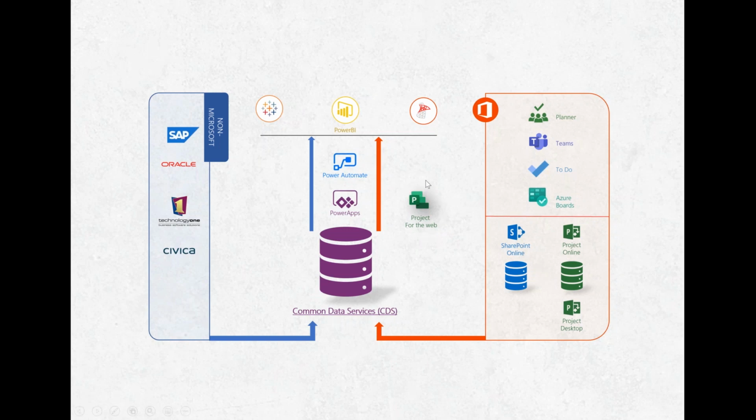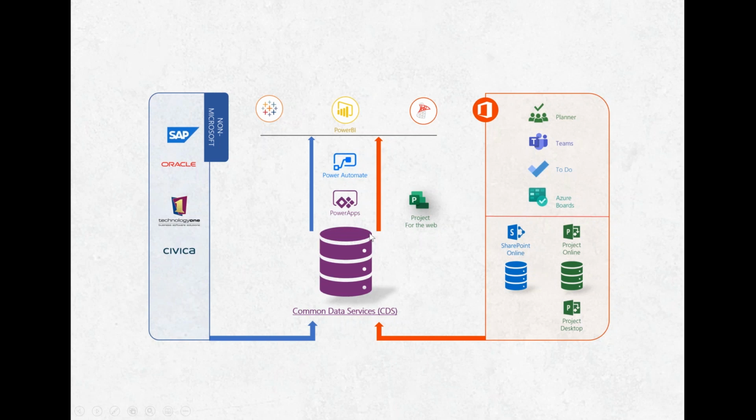Now, why is this important and not just another addition that is just going to make things more confusing? It is important because it's built on a new platform that Microsoft calls the Power Platform. And the Power Platform is made from the applications Power Apps, Power Automate, which used to be called Flow, and Power BI. Now the Power Platform is built on a platform or a component called the Common Data Service, CDS.